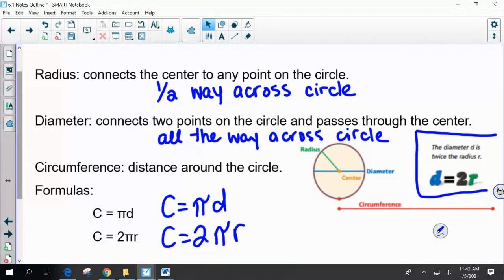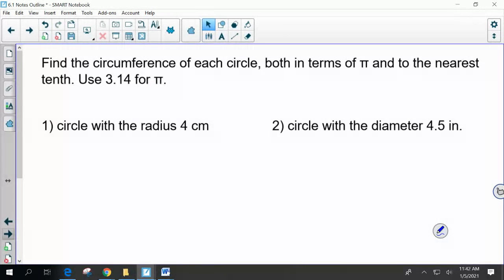Okay, so we're going to be working with these formulas today with circumference and area of a circle, and I believe most of you have done some of these before. So this shouldn't be completely new to you. Numbers 1 and 2, you're finding the circumference of the circle both in terms of pi and to the nearest tenth, and we are using 3.14 for pi. Later, we will use the pi button on our calculator because that's more accurate, but right now we're using 3.14.